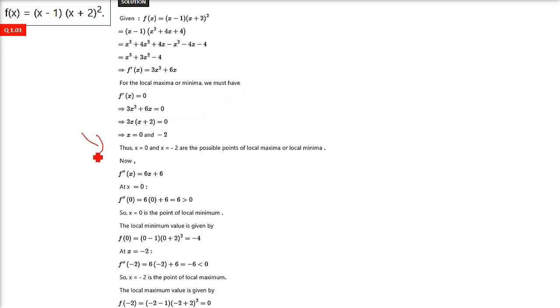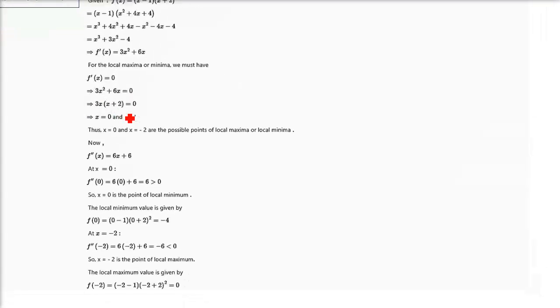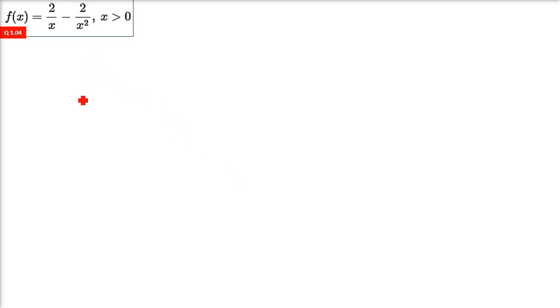You have to write everything because writing will make the examiner understand what you're saying. Next one is x greater than 0. You have 2 by x minus 2 by x square. So the first step is what? Find differentiation f dash x. When we do the differentiation f dash x, what are we going to get?